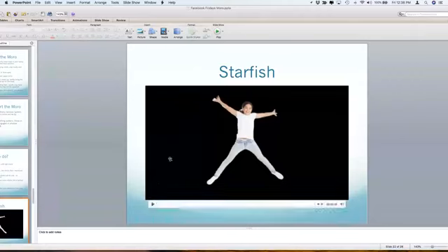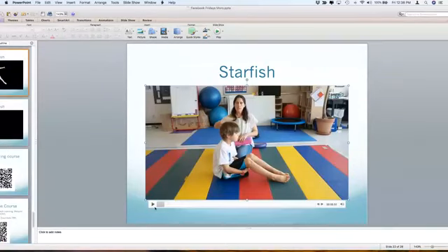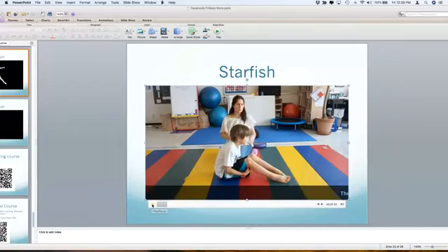Okay, here's the Starfish. I'm going to show you how to do the Starfish. This is me teaching, and this is my son. I think I say it in the video, so I'm going to show you. Guys, we're going to do the Starfish, as a lot of people call it.